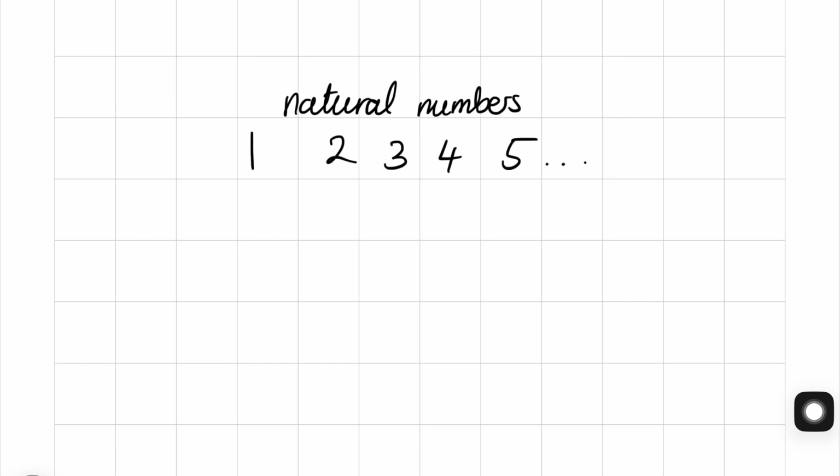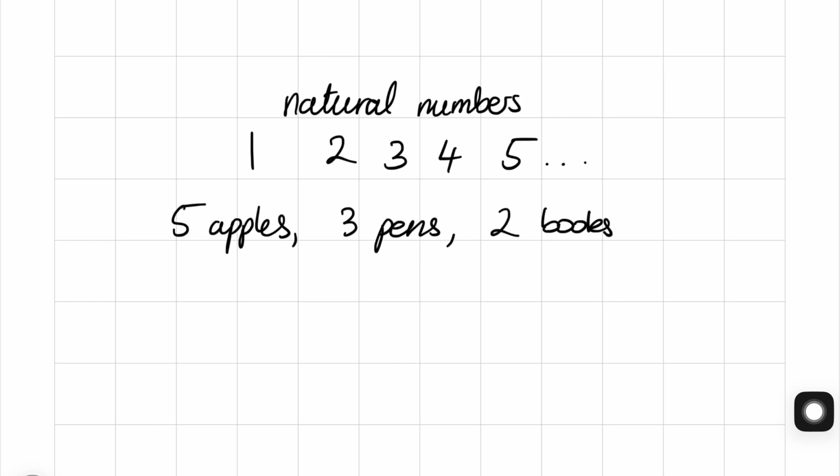Let's begin with the most familiar ones, the ones we first learn when we start counting. 1, 2, 3, 4, 5, and so on. These are called natural numbers. We use them every day to count things like apples, pencils, or people. They do not include 0. And they're all positive.